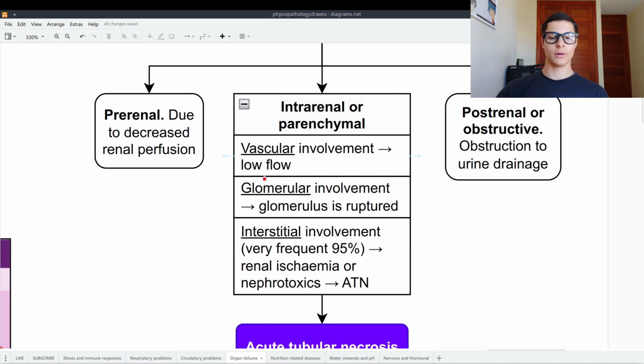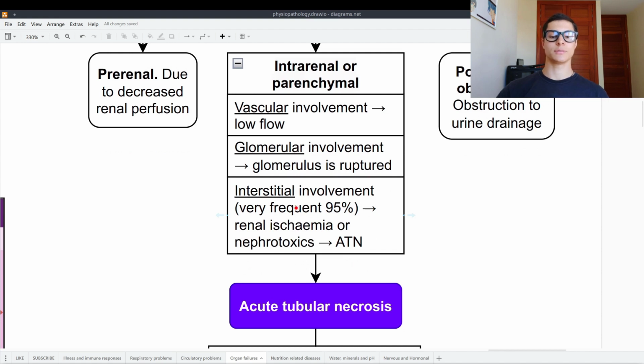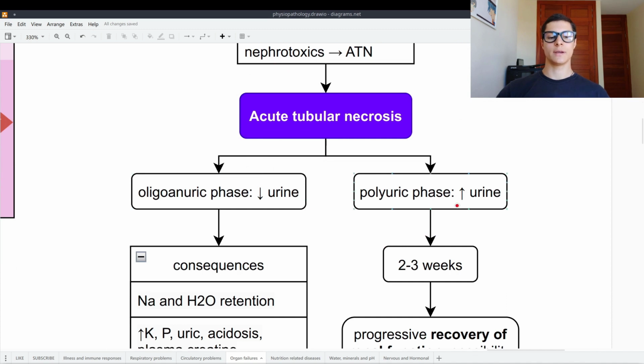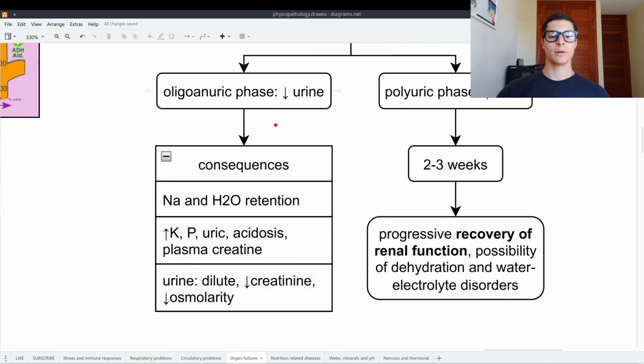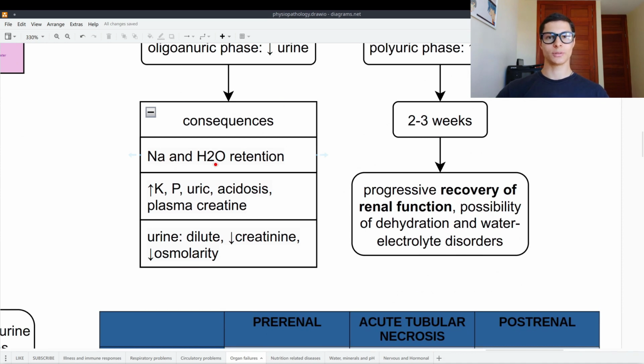Vascular involvement, low flow. Glomerular involvement, the glomerulus is ruptured. And interstitial involvement, which is very frequent. 95% of the cases are because of this, renal ischemia or nephrotoxics, causing acute tubular necrosis. This necrosis has two phases: the oliguric phase, which has low urine, and the polyuric phase, when there is high urine. In the oliguric phase, the consequences are sodium and water retention, higher potassium, phosphorus, uric acid, creating acidosis and plasma creatinine increase, and the urine diluted with low creatinine and low osmolarity.